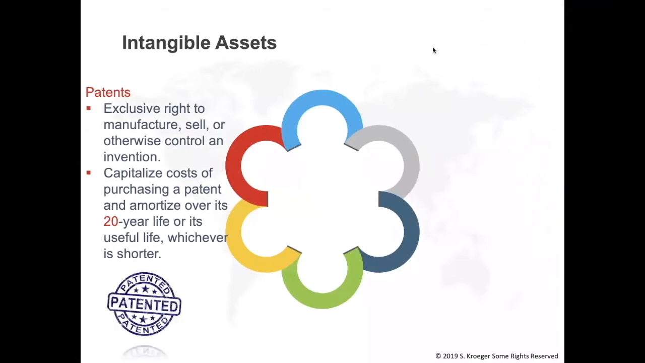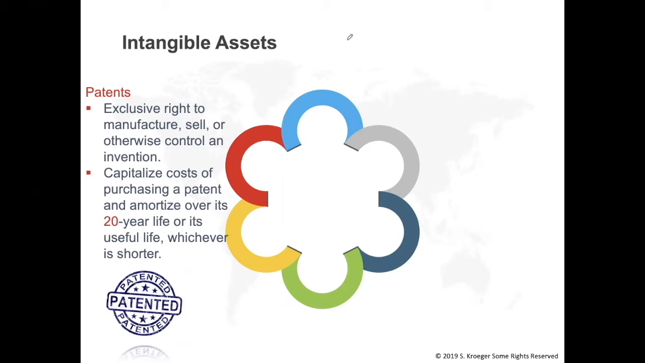The first one we're going to discuss is patents. Every time I see a patent, I think of Shark Tank, where the investors are always asking if the inventor has a patent on their idea, on their invention, so that no one else can copy it. It is the exclusive right to manufacture, sell, or otherwise control an invention. We will capitalize the cost of purchasing this patent if we are purchasing it and amortize it over its 20-year life or useful life, whichever is shorter.